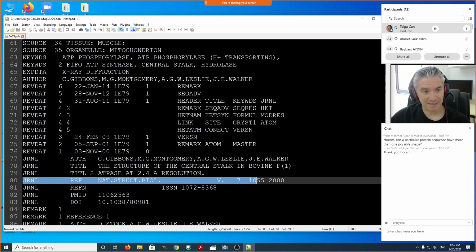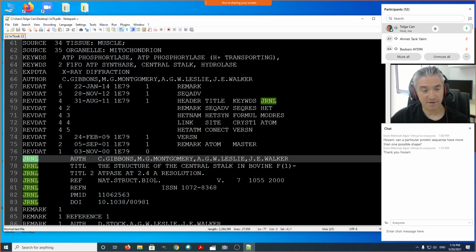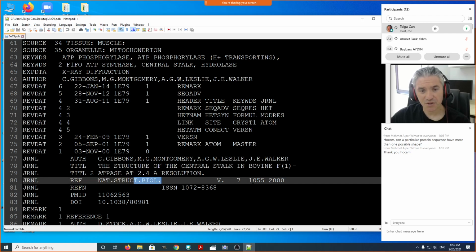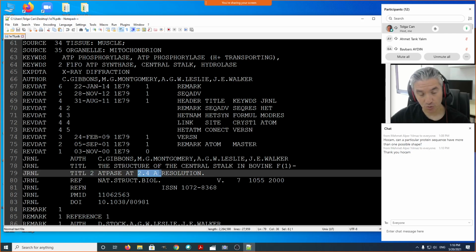Look at this, in the PDB file we have metadata referencing a journal, starting with this journal keyword saying that these are the authors, this is the title of the journal article, the structure of the central stalk in bovine F1. This was published in Nature Structural Biology in 2000. And they got this at 2.4 angstrom resolution. These X-ray crystallography files usually come with the resolution, saying what is the amount of error you can expect at individual atoms. So 2.4 angstrom is a really nice high resolution.